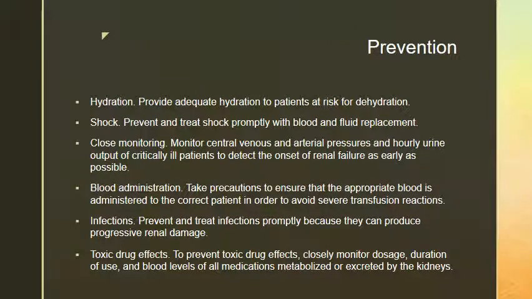Prevention from renal shutdown or acute renal function problems are hydration. Make sure that the patient is fully hydrated. Prevent shock. Close monitoring between blood pressures and input and output. Blood administration to make sure that they are avoiding any severe transfusion reactions that would shut down their kidneys. Infections, again, to make sure they're not becoming septic to kind of put them in urosepsis, which would lead to maybe acute renal shutdown. And then toxic drug effects.